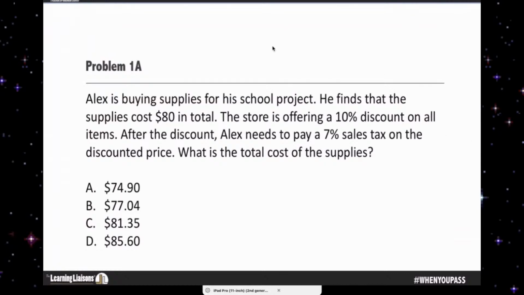All right. Alex is buying supplies for his school project. He finds that the supplies cost $80 in total. The store is offering a 10% discount on all the items. After the discount, Alex needs to pay a 7% sales tax on the discounted price. What is the total cost of the supplies?